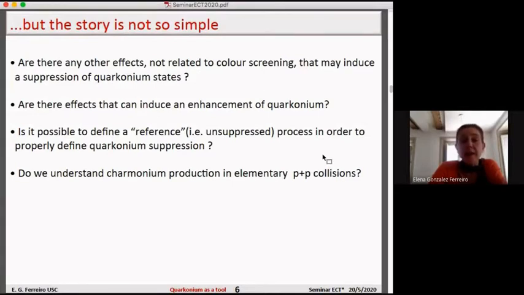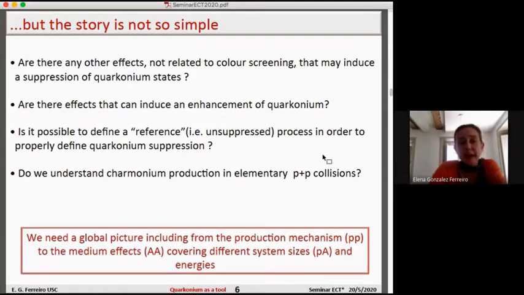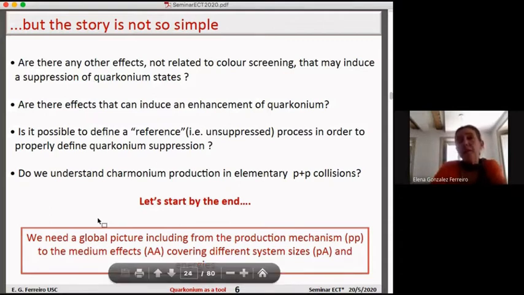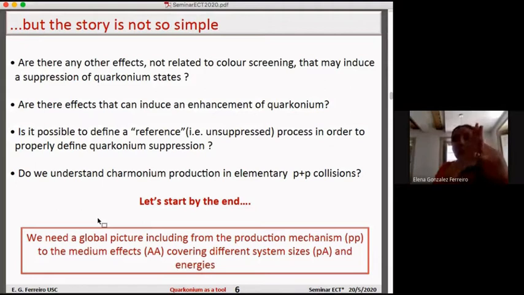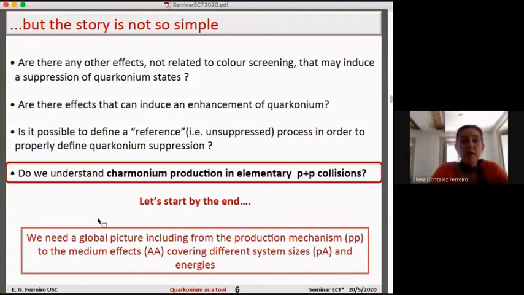But I'm going to start with this last question. My goal in this seminar is to show you that we need a global picture, from the production mechanism in proton-proton to the medium effects in nucleus-nucleus, covering different system sizes and energies, and so passing through proton-nucleus. Let's start with the last of the questions. So, do we understand charmonium production in elementary proton-proton collisions?